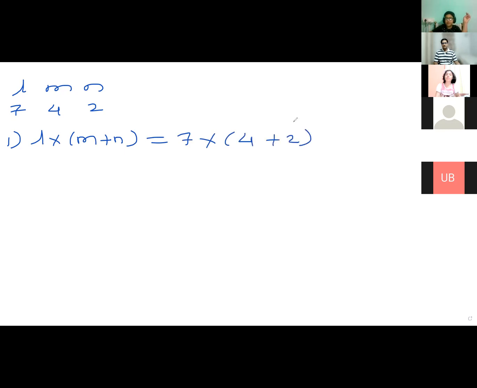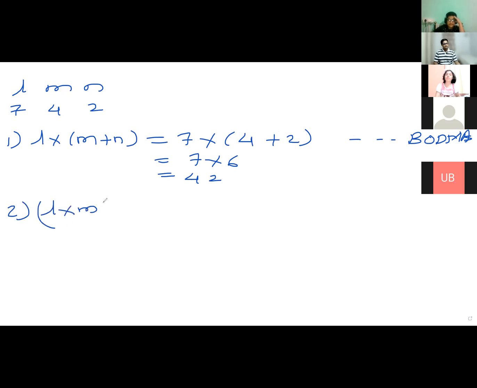Okay, let us say L, M, N. We have L as 7, M as 4, and N as 2, for example. So in the first case, L into (M plus N). What do you get? Tell me. Sir, 7 into 4 plus 2. Yes. By BODMAS, 4 plus 2 is how much? 6. So 7 into 6 is how much? 42. Okay.